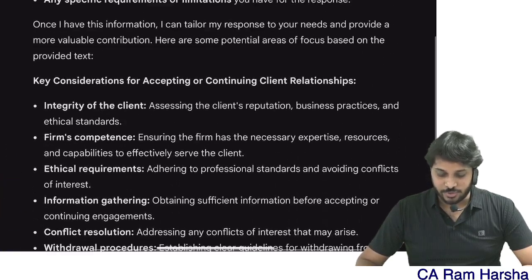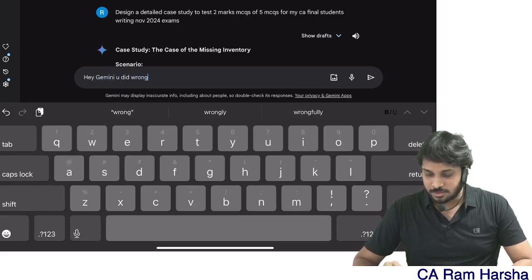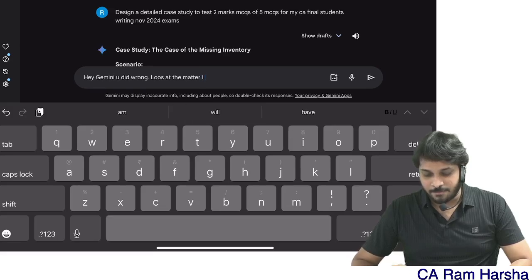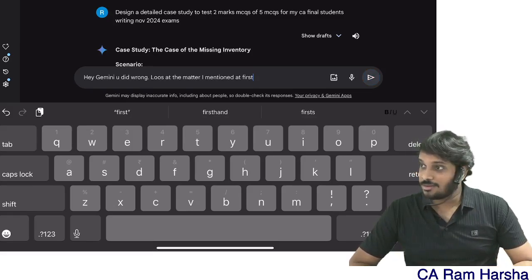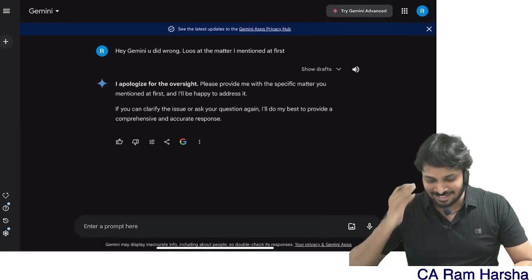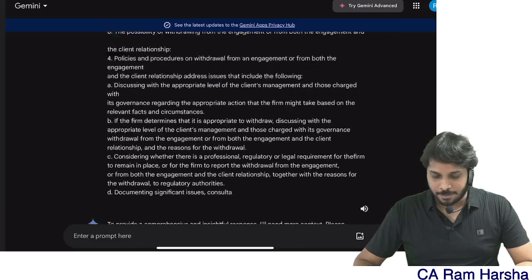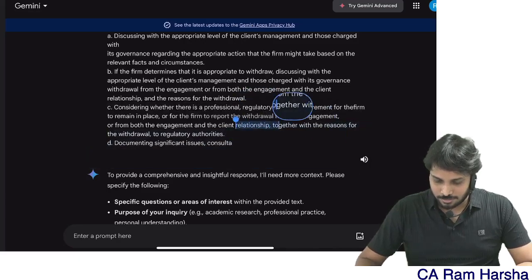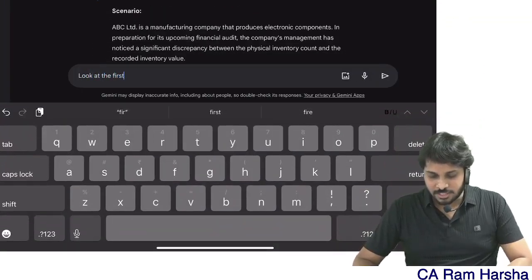Okay, I think I need to again, just okay. Hey Gemini, you did wrong. Look at the matter I mentioned at first. Sorry? That's okay, Gemini will understand. I apologize for the oversight. Please provide me specific matter you mentioned at first. Look at the first message I posted.